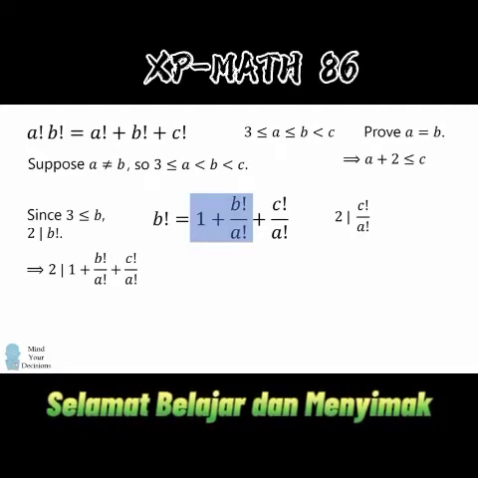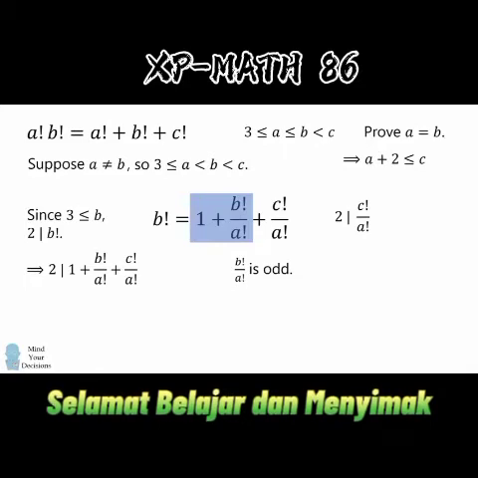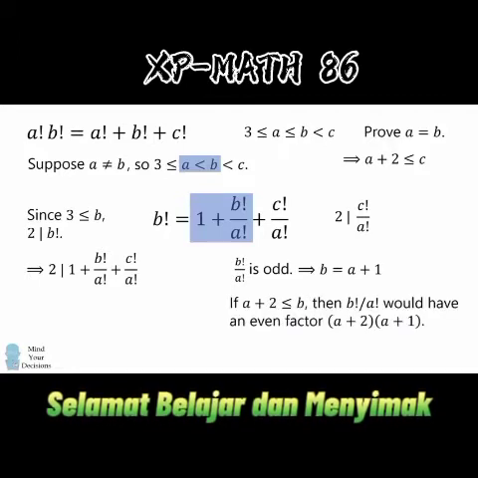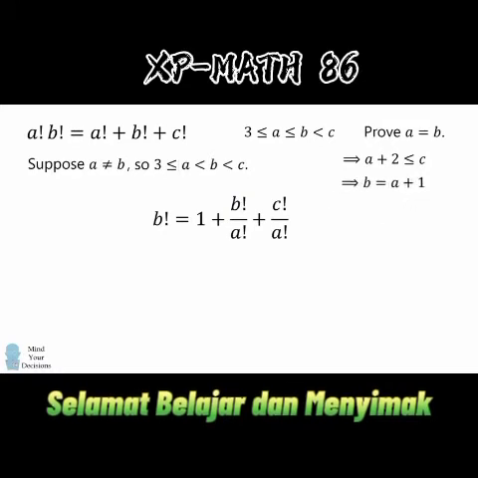But 1 is an odd number, which means we must have an odd number plus an odd number. So b factorial over a factorial must be an odd number. Now, since b is greater than a, this implies that b is equal to a plus 1. The reason is that if b was at least equal to a plus 2, then it would have an even factor of a plus 2 multiplied by a plus 1, which is not possible since b factorial over a factorial is an odd number. So from here, let's consider what happens if b is equal to a plus 1.